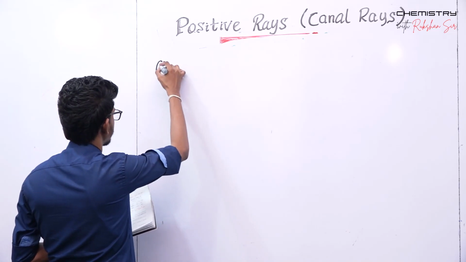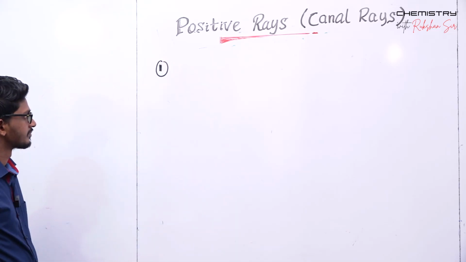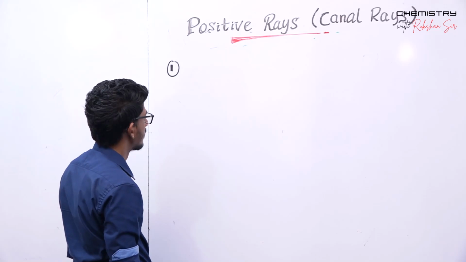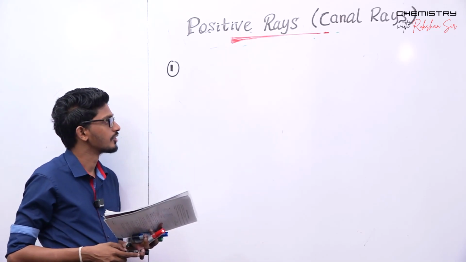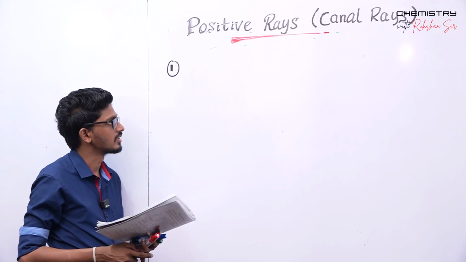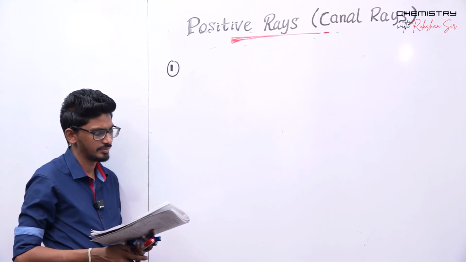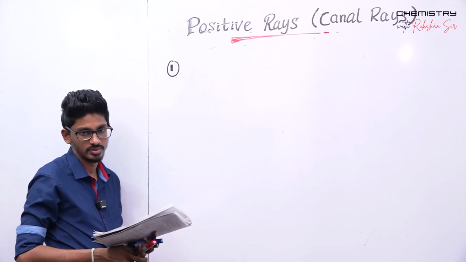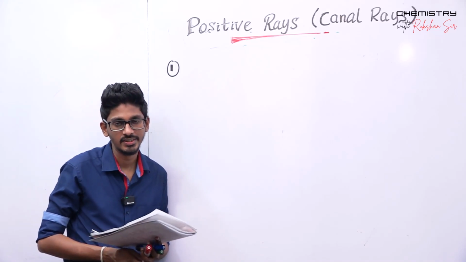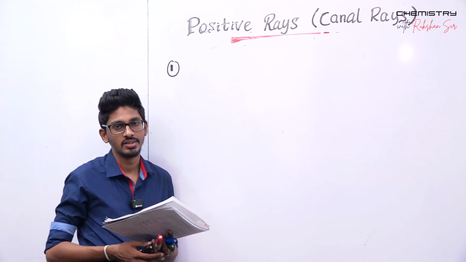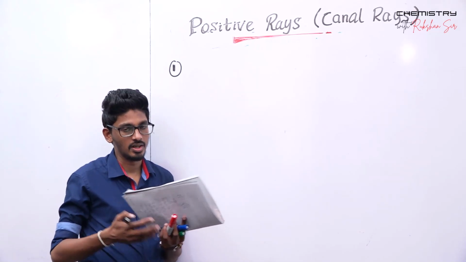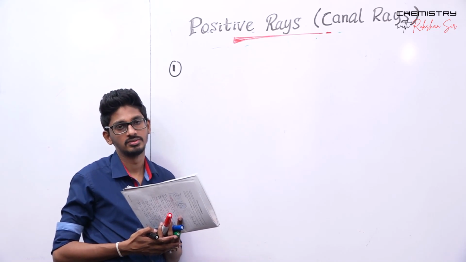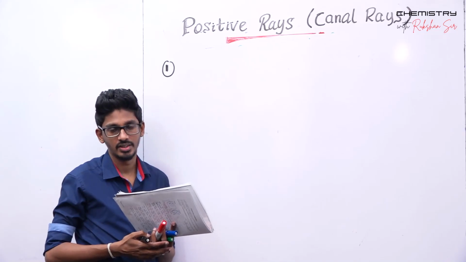First thing, positive rays also travel in straight lines. You can come up with the same experimental setup for the positive rays as well, as in the cathode ray situation, and you will see the shadow there. So positive rays travel in straight lines.